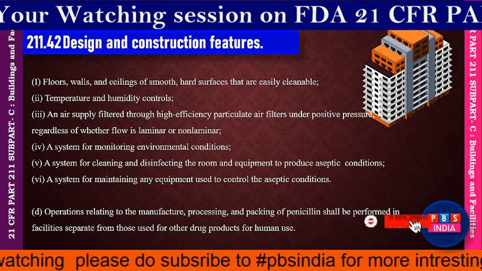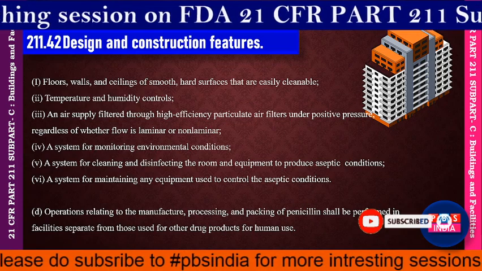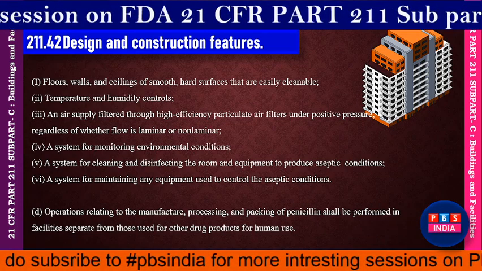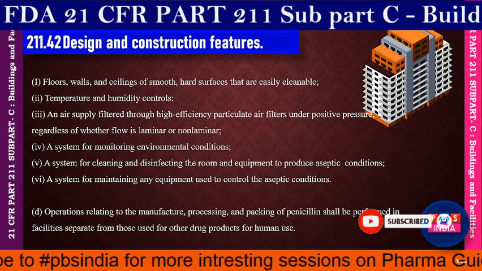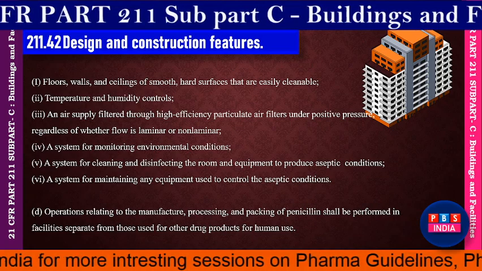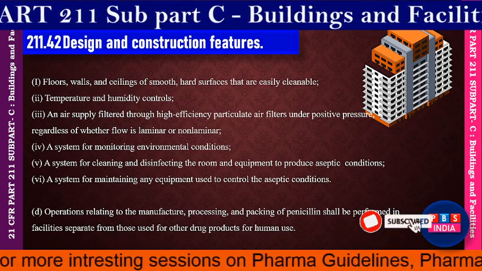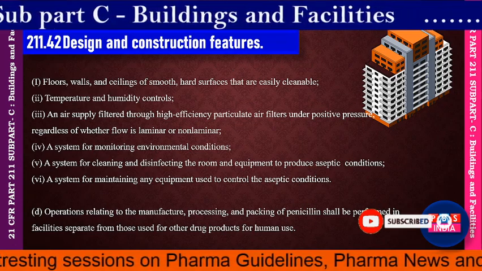Floors, walls, and ceilings of smooth, hard surfaces that are easily cleanable. So this is how the floors, walls, and ceilings of the building are maintained: smooth, hard surfaces that are easily cleanable. And temperature and humidity controls. The building should be under control of temperature and humidity.